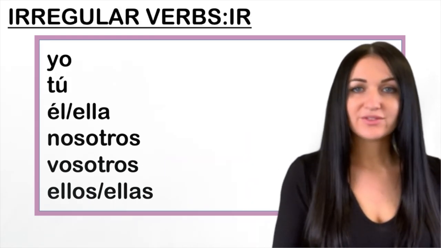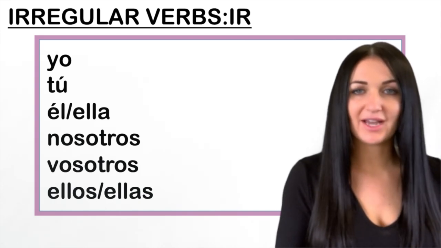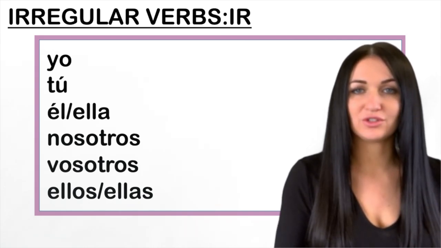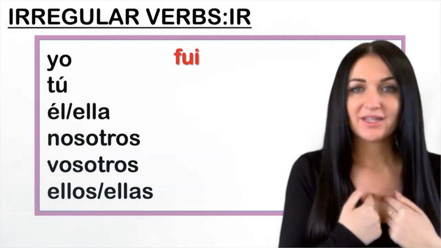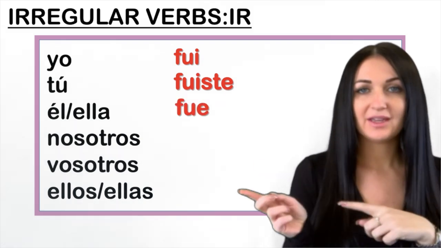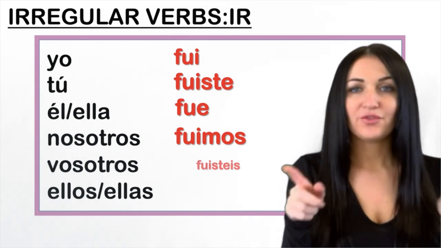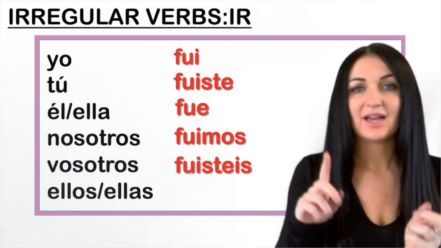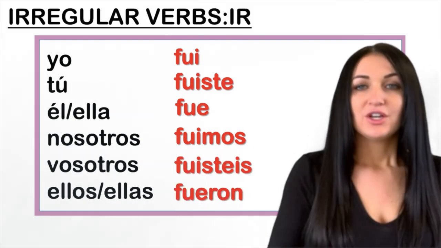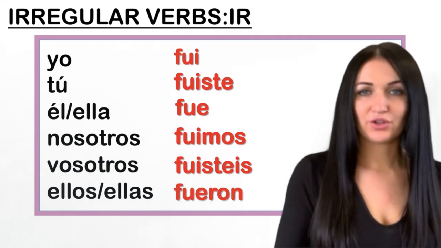So with all tenses you have some irregular verbs, and the first irregular verb in the preterite tense we're going to look at is the verb ir, which means to go. So fui, I went. Fuiste, you went. Fue, he or she went. Fuimos, we went. Fuisteis, you plural went. And fueron, they went. Don't forget that fue can also mean it was, depending on the context.